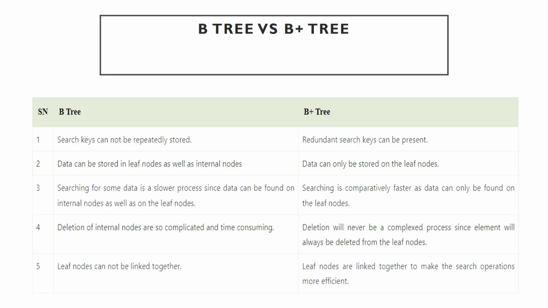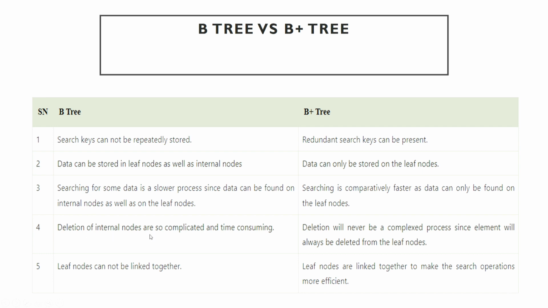Now, finally, coming to B-tree versus B+tree. These are the differences. First, in B-tree, keys cannot be repeatedly stored, whereas in B+tree redundant search keys can be present. Second, in B-tree data can be stored in leaf nodes as well as internal nodes, whereas in B+tree data can only be stored on the leaf nodes. Third, in B-tree searching for data is a slower process since data can be found on internal nodes as well as on the leaf nodes, whereas in B+tree searching is comparatively faster as data can only be found on the leaf nodes.